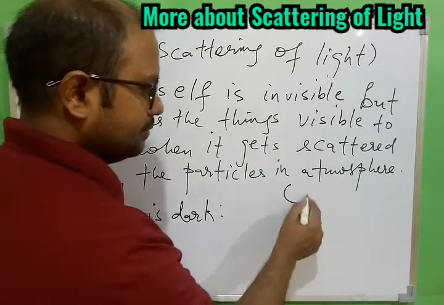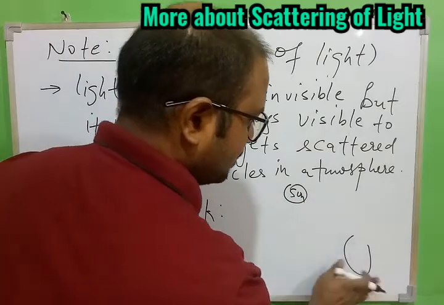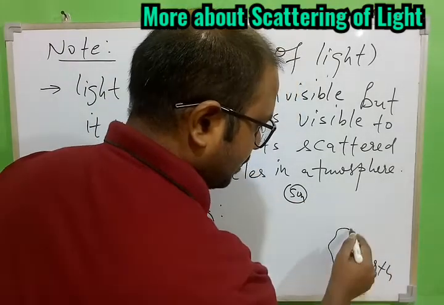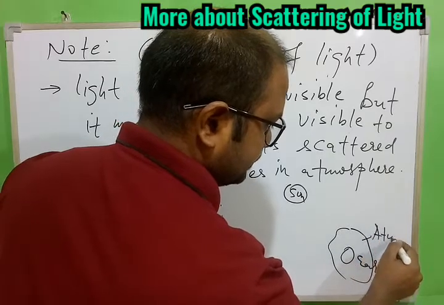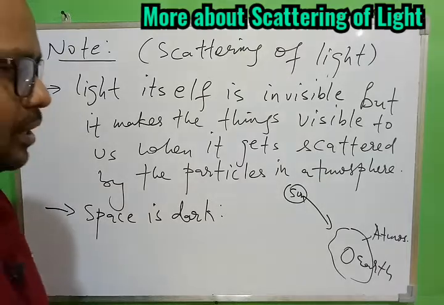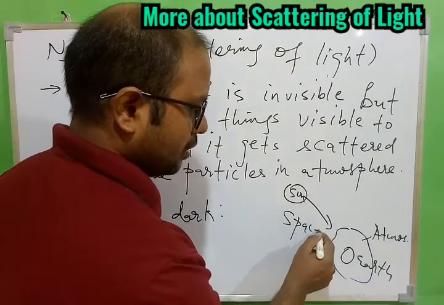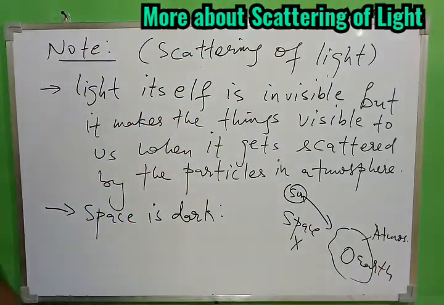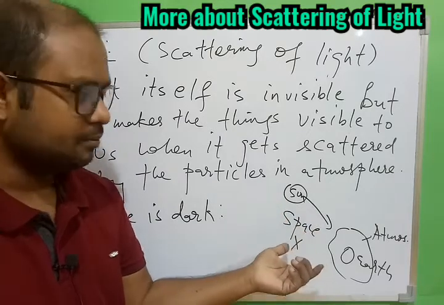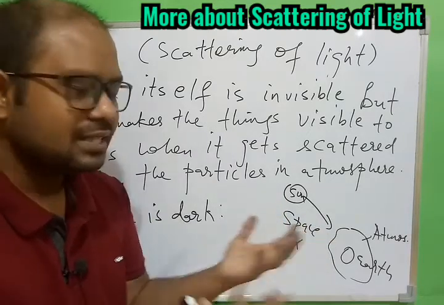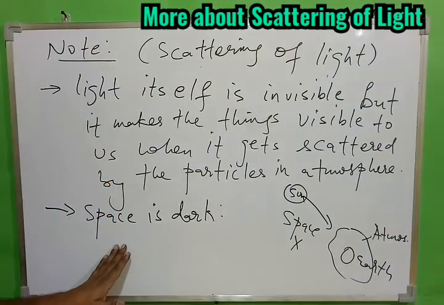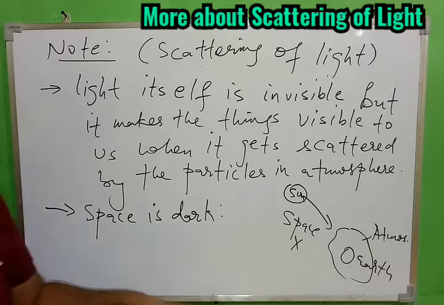So we know we have the sun, we have the earth, and we have the atmosphere of the earth. The light is traveling from the sun to the earth, but in space there is no visible light. We know the light is traveling through space, but still we are not able to see it, or feel the presence of light within space. Then why is space dark? That is what I am trying to explain here.